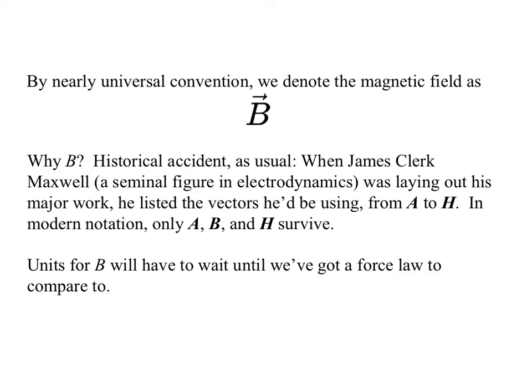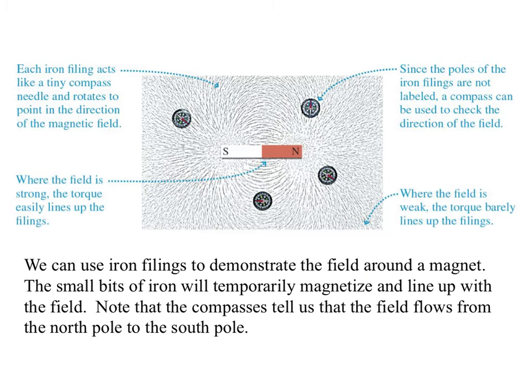The units for B will have to wait until we've got a force law to compare it to. It doesn't make sense right now to say what are the units of B. We can talk about having a relative strength, stronger or not, and that would come down to how hard the torque was on those compasses. If we took two compasses, or put the compass in two different places where the B field was stronger, there'd be more torque. We'll often use iron filings to demonstrate the field around a magnet.